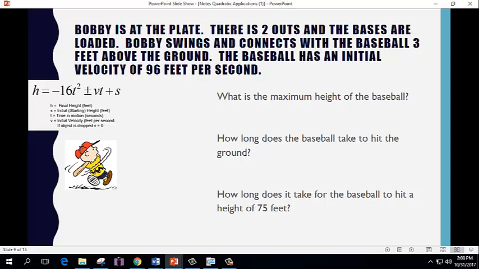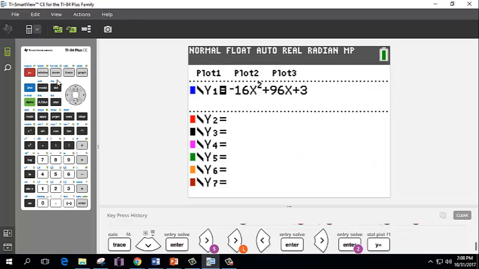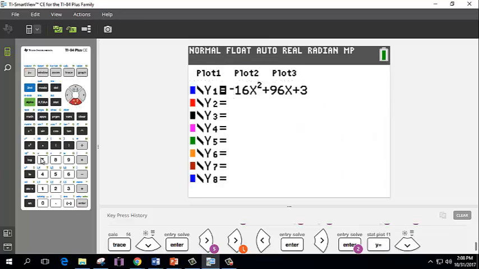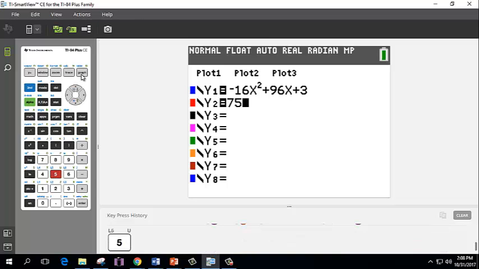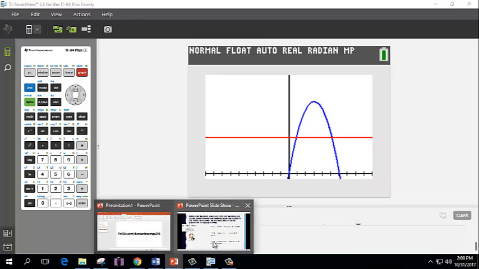Now here's the tricky one, and we used this in the previous question. So how long does it take for the baseball to hit a height of 75 feet? So I have to introduce another y equals to this. So I'm going to say, okay, this is the ball. It travels at a certain height, and then it hits the ground. So where do I know where 75 feet is? I'm going to graph 75 feet in this calculator. So graph 75 feet. There's my 75 feet. It's a horizontal line. And now here's the question. What is it asking?